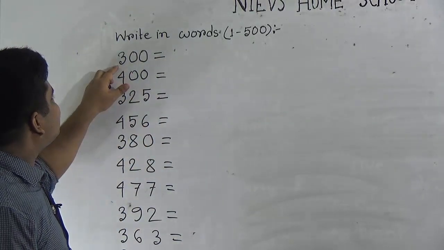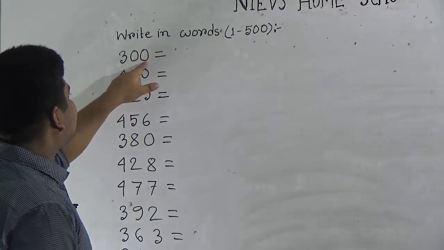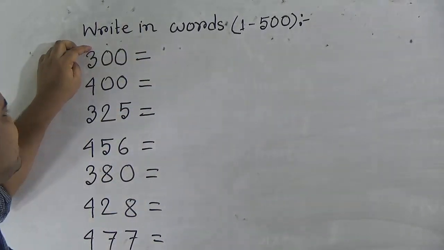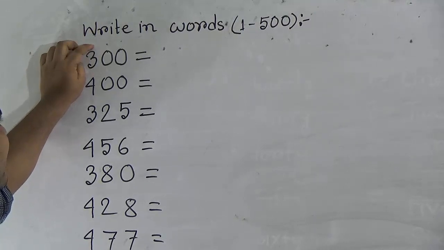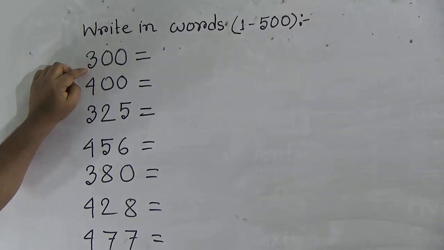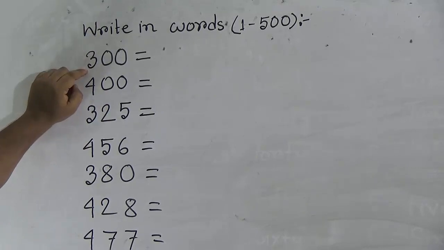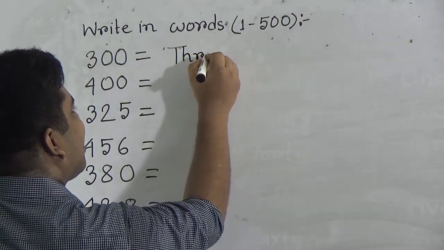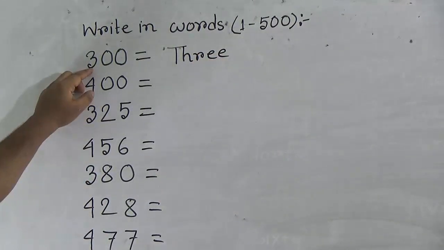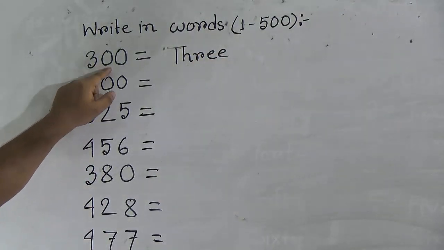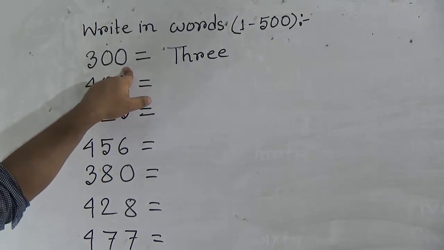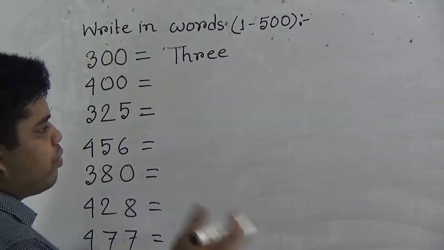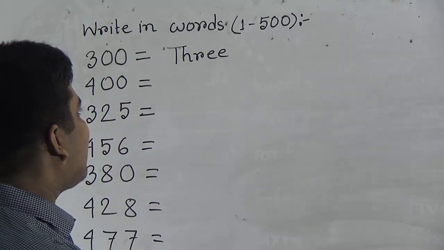Okay, our first number is this. This is in ones place, this is in tens place, and this is in hundreds place. In hundreds place, the digit is 3. For this reason, we write T-H-R-E-E, 3. And this is in hundreds place, and tens place and ones place are 0, so it must be 300. And we have already learned how to write 100.